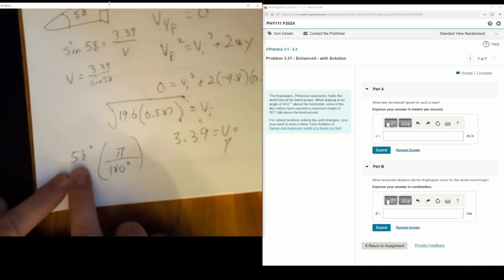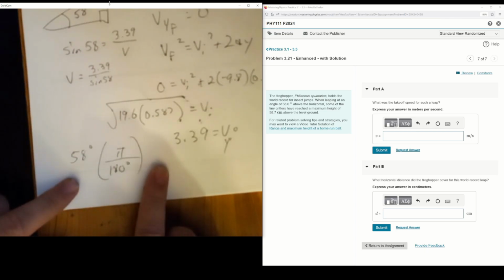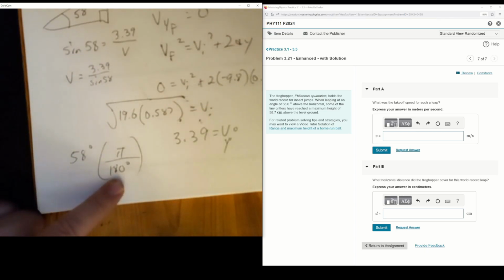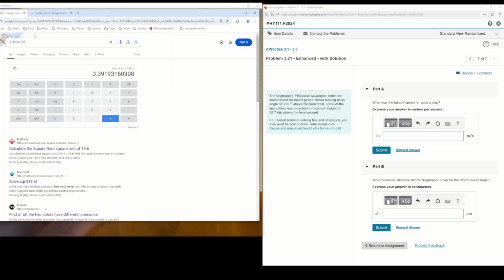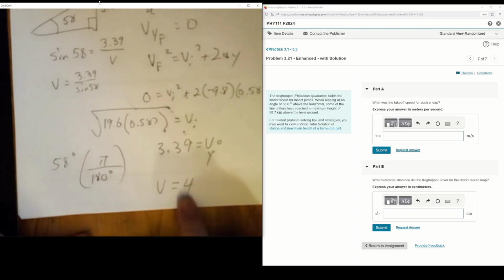So we have 58 degrees. To convert this to radians, pi is 180 degrees. So the degrees will cancel, and we'll be left in radians. So this is the conversion factor I need to put into Google here, pi over 180. So times pi divided by 180. That closes our sine, and we should be good. And so we get the velocity is 3.997. I'm just going to call that a nice good 4.